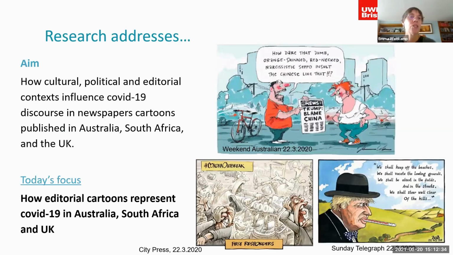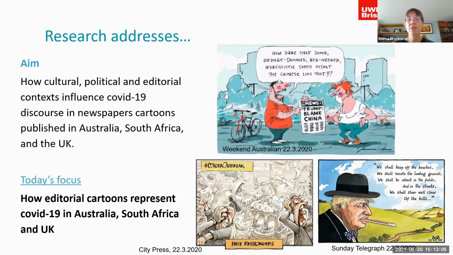So what did we set out to do? First of all, we set out to explore how cultural, political, and editorial contexts influence the COVID-19 discourse in these newspaper cartoons in the 3 countries that we looked at. I will focus a little bit more today on the data from the UK, but I will present data from all 3 countries.